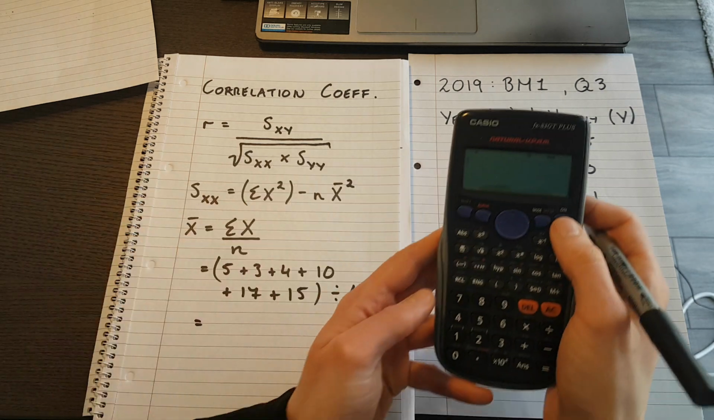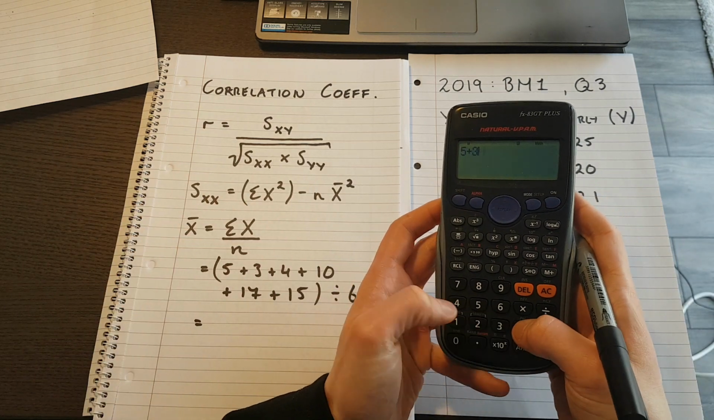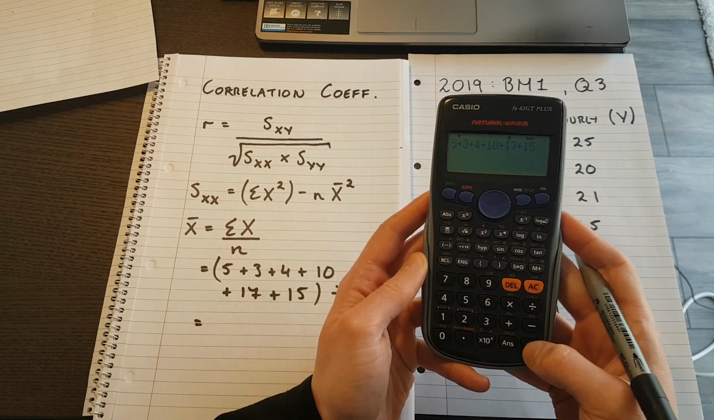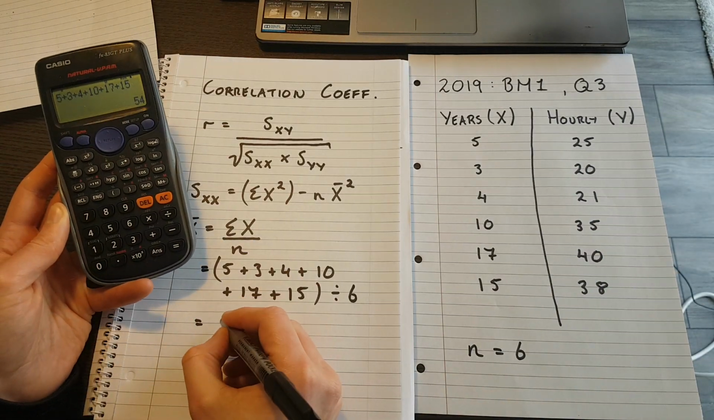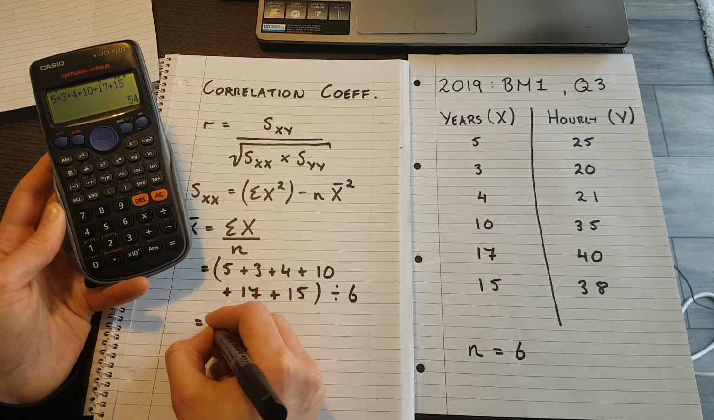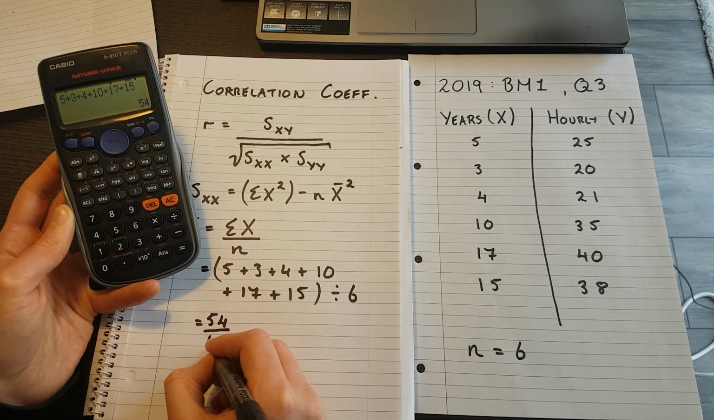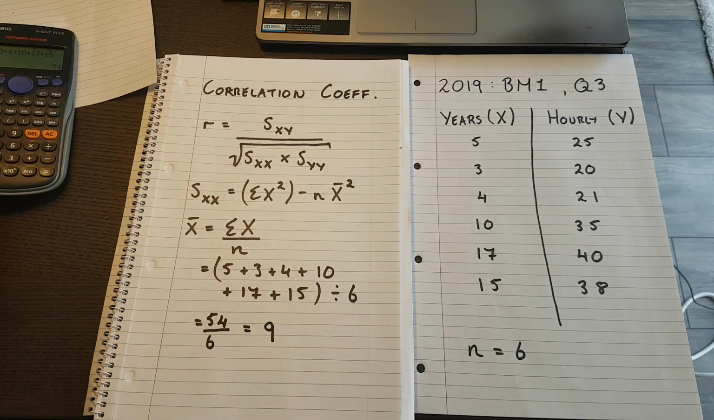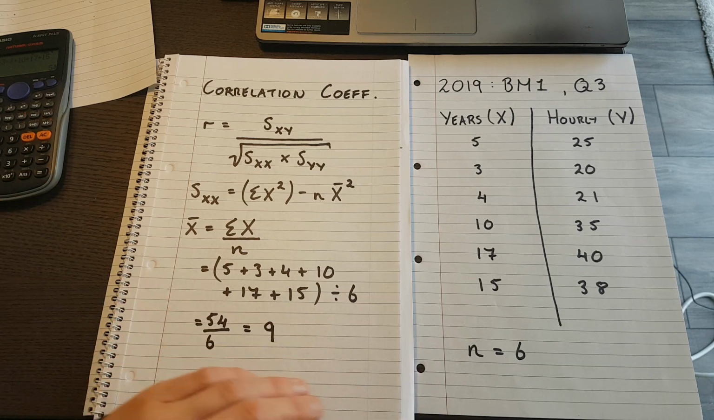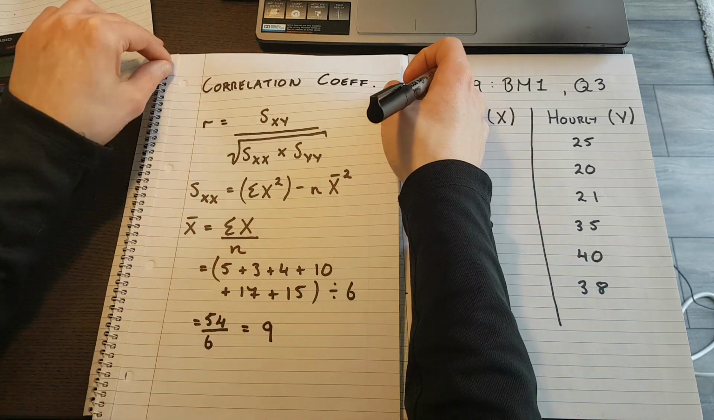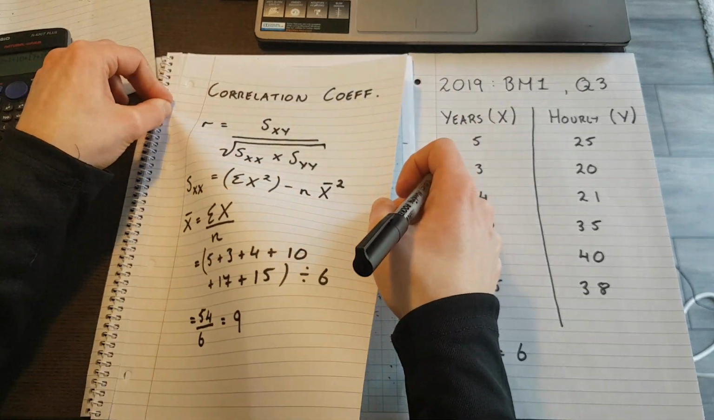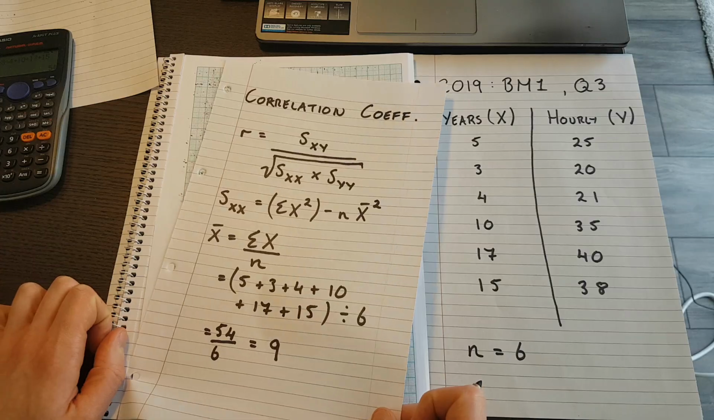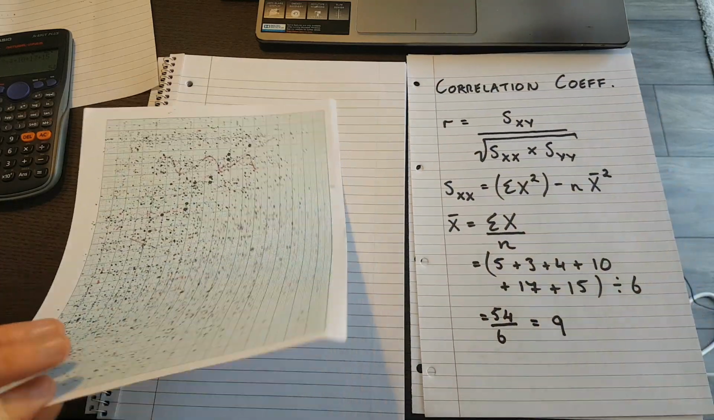We can do that on a calculator. 5 plus 3 plus 4 plus 10 plus 17 plus 15 equals 54. So that's 54 divided by 6, and 54 divided by 6 is 9. It goes in evenly. So that's my x bar, which is a relatively straightforward computation, something we've done a bunch of times already.